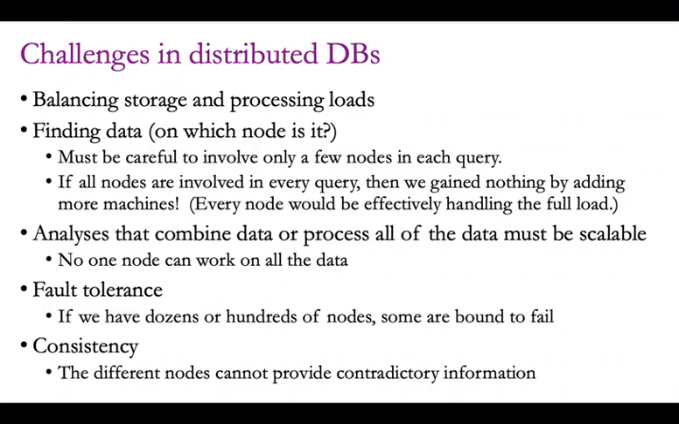So we need a scalable distribution of data and analysis. We can't have one node do all the work. We can't have any one node that's involved in all of the work. We also want fault tolerance, because if we have dozens or hundreds of nodes, there's more likelihood that any one of them will fail, right?